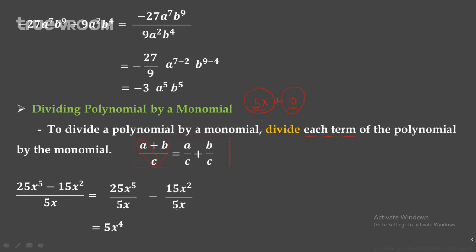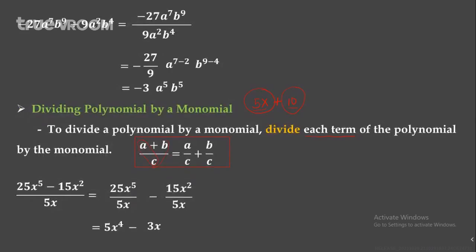How about the second term? Of course, this is minus. What is 15x squared divided by 5x? 3x. Very good. Because 2 minus 1 is 1. So 3x. Okay, understood everybody? That is just one example.